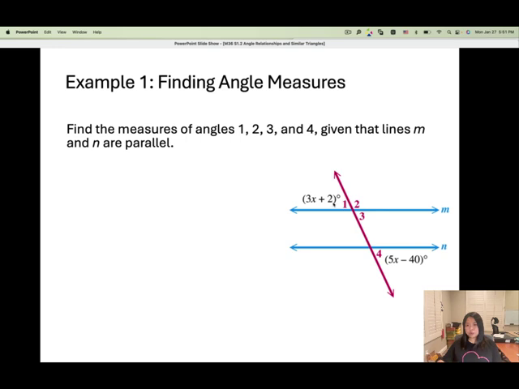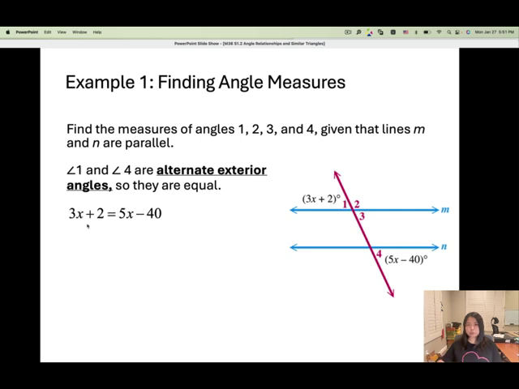So first, angle 1 will be equal to angle 4, because these two angles are alternate exterior angles. So they will be equal to each other. We have 3x plus 2 equals 5x minus 40. Now we're going to combine the like terms. We subtract 3x from both sides and then add 40 to both sides. So you get 2x equals 42. Then we divide by 2 on both sides, so you find x equals 21.